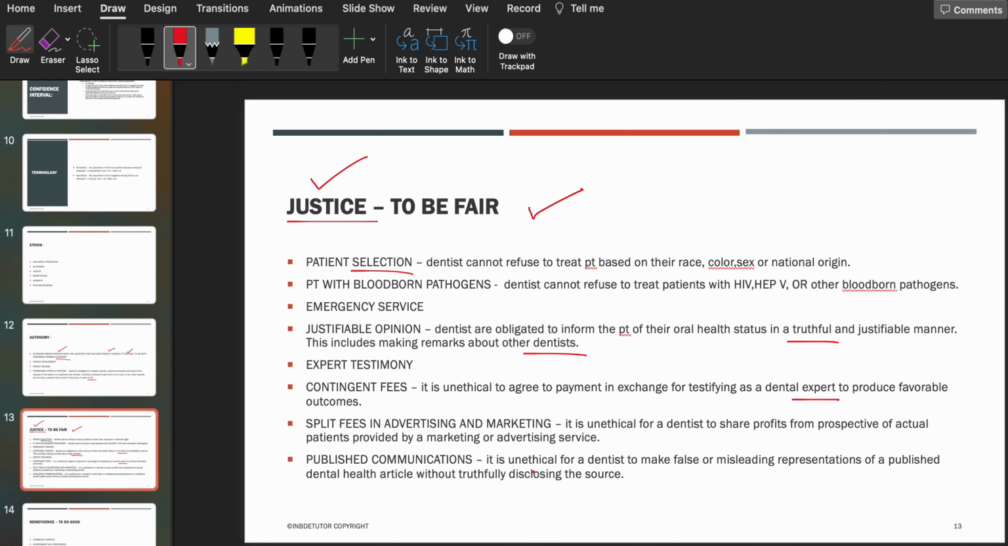Published communications: it is unethical for a dentist to make false or misleading representation of a published dental health article without truthfully disclosing the source. So you are supposed to disclose the source if you are publishing any dental health article.